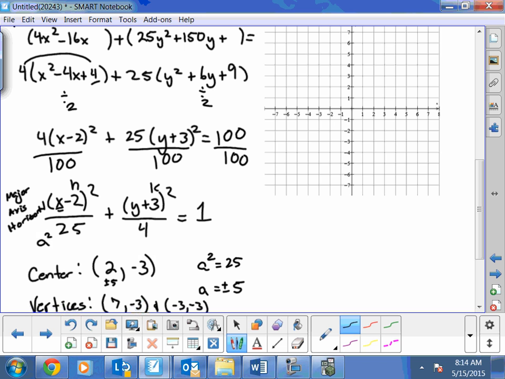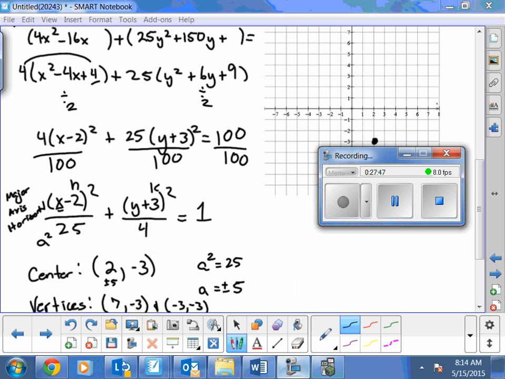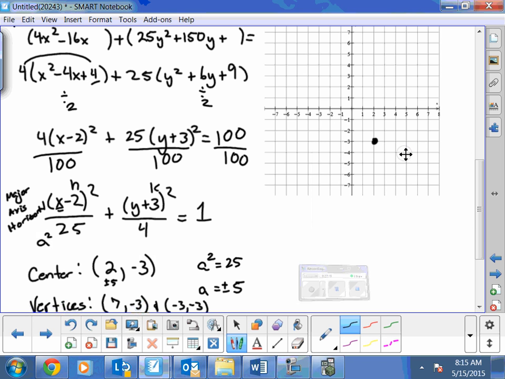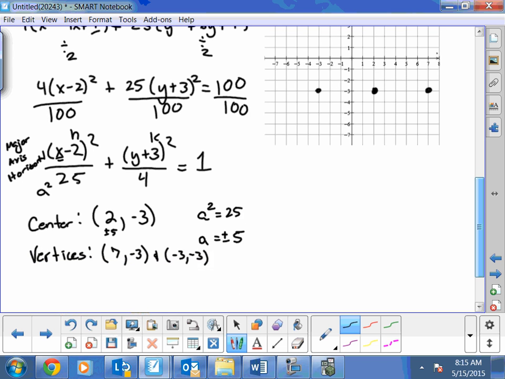2, negative 3, so let's see, 2, negative 3, right here. And we're going to go 5 from this side, so if I add 5 here, I go 5 this way, I end up here, and actually I do end up with the points. They do confirm 7, negative 3, and negative 3, 3, my two vertices in this case.